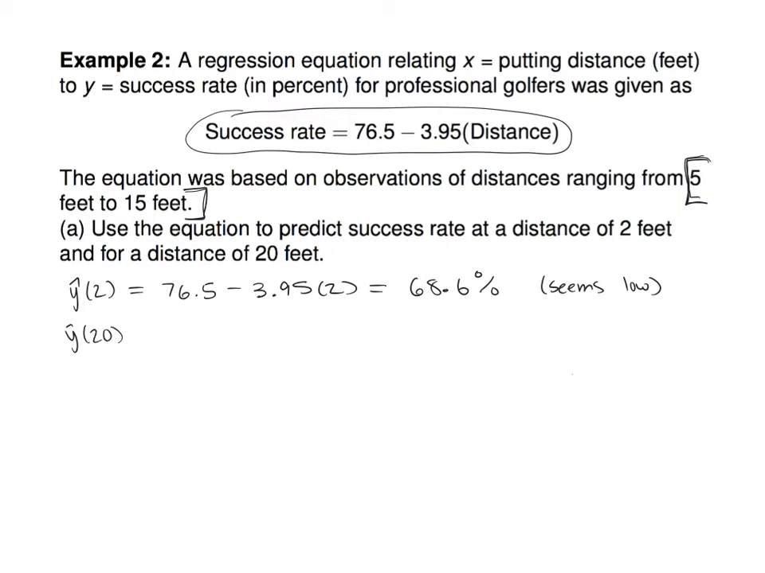And y hat of 20 is even weirder. 76.5 minus 3.95 times 20 gives us negative 2.5%. What? So if you're 20 feet away, which I know is kind of far, they all of a sudden make negative putts? Do they have to give back holes that they did on previous holes? Obviously something is going on here.